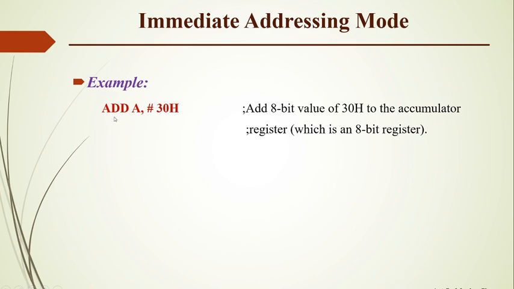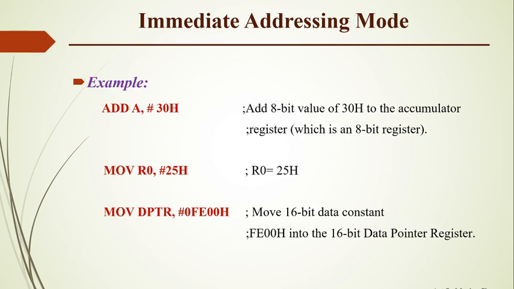After execution of this instruction, the value that is immediately available in the instruction is added with the content of the accumulator. Another example is MOV R0, #25H. In this instruction, the value 25H will be loaded into the register R0. The next example is MOV DPTR, #0FE00H. In this instruction, the 16-bit value FE00H will be loaded into the 16-bit register DPTR.